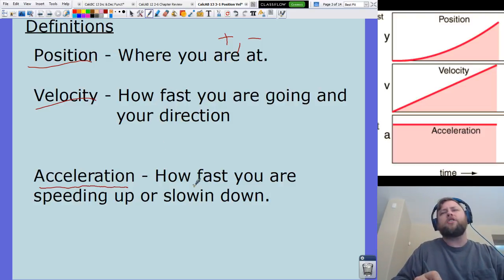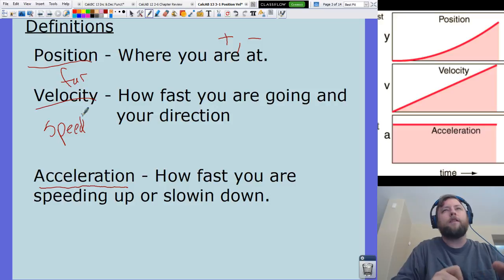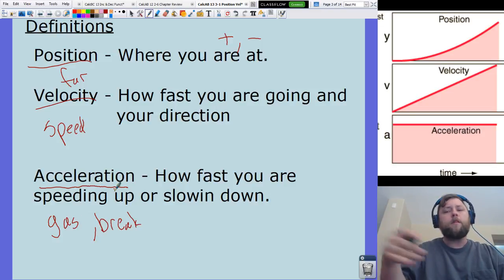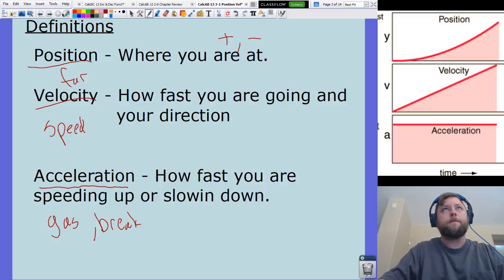Acceleration is how fast you're speeding up or slowing down, and it can be positive or negative. I like to think of this like a car example. So position's like how far you've gone, and velocity is like your speed, sort of, like your speedometer, but kind of. It can be negative though, like you can go backwards. And acceleration is like hitting your gas pedal or hitting your brakes. Brakes would be negative acceleration. You want to change how fast you're going.